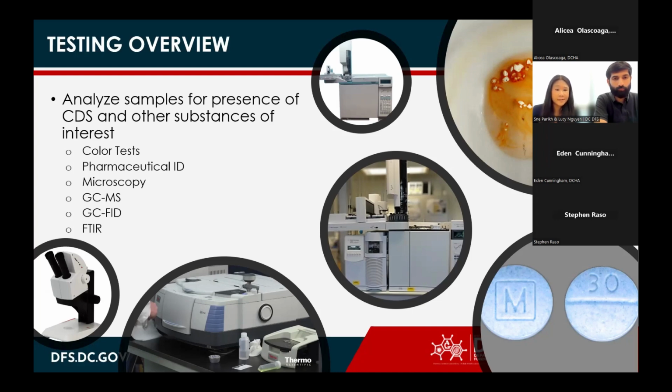We use pharmaceutical identification for pills. We use microscopy specifically for marijuana. And then lastly, we have our analytical instrumentation, which provides more specific information about the samples. That includes gas chromatography mass spectrometry, gas chromatography flame ionization detection, and FTIR, which stands for Fourier Transform Infrared Spectroscopy. And some of these analytical instruments actually provide data on chemical structure, which presumptive tests cannot.